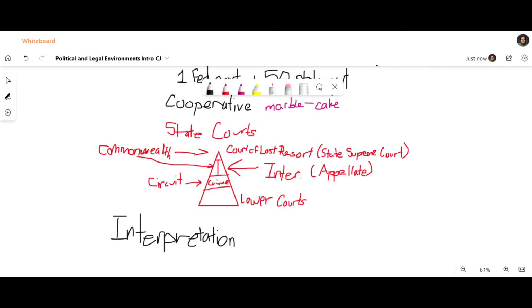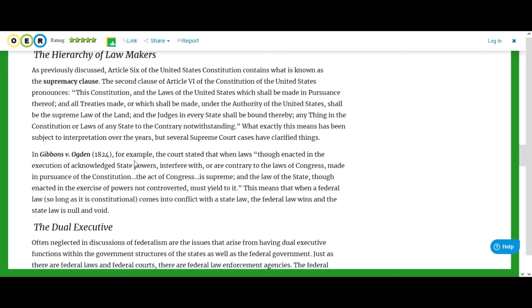So this piece that we looked at right here is the Supremacy Clause. This is the "shall be the supreme law of the land." Anything that the Constitution or the laws of the United States make shall be the supreme law of the land. Every state shall be bound to these supreme laws of the land. That's the Supremacy Clause. That's what they're going for. The issue is, does that mean it always wins?